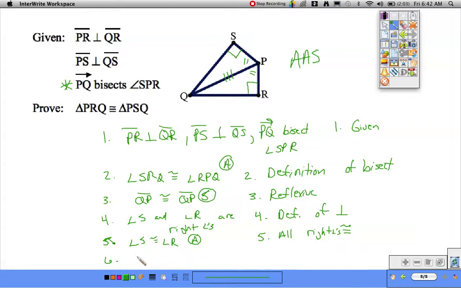So number 6, I'm ready to say triangle PRQ is congruent to triangle PSQ because, not hypotenuse leg, but because I have an angle side relationship. So again, I want to caution you, be careful when you see right angles, don't start assuming hypotenuse leg. It could be any of the 5 theorems, but other than that, how we do the proof is going to stay exactly the same.